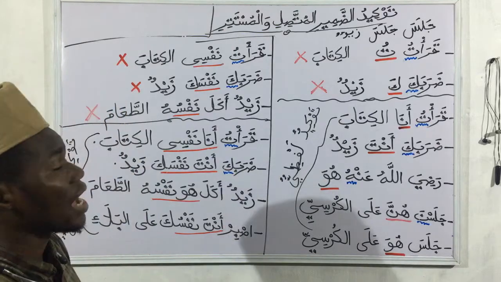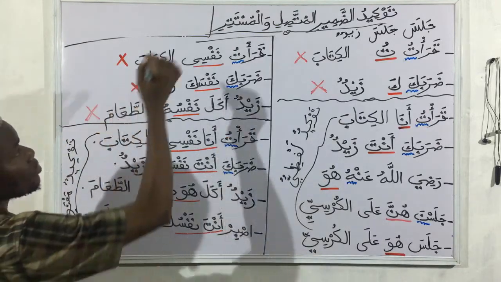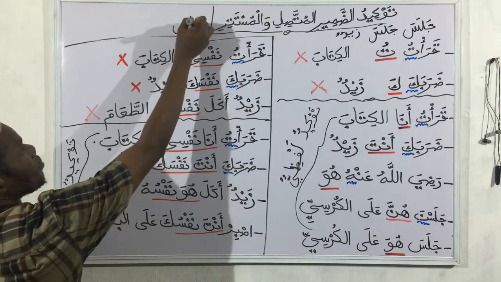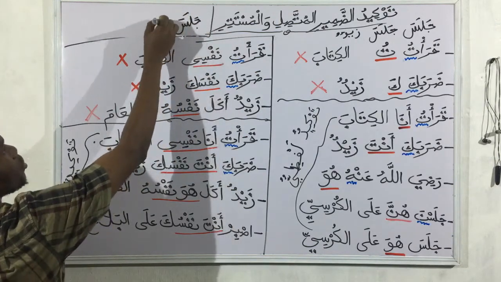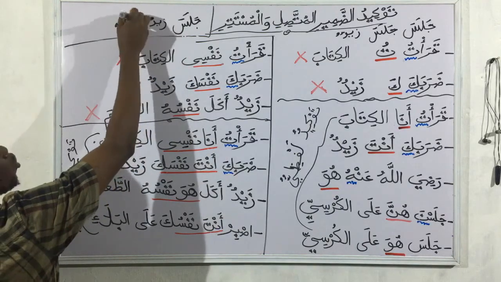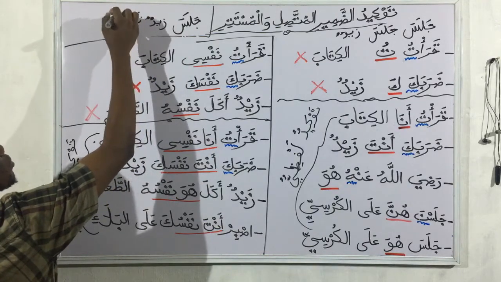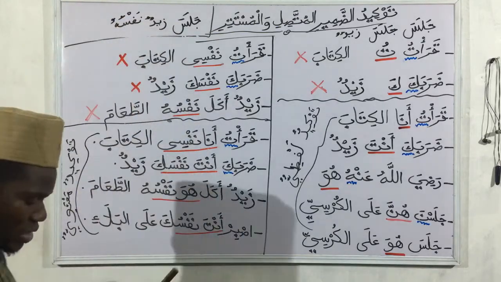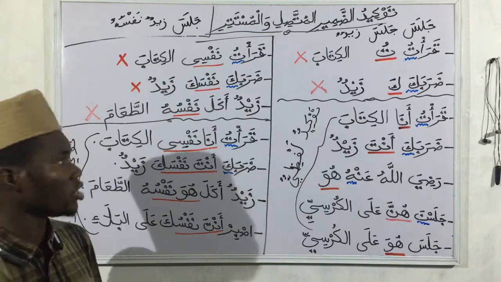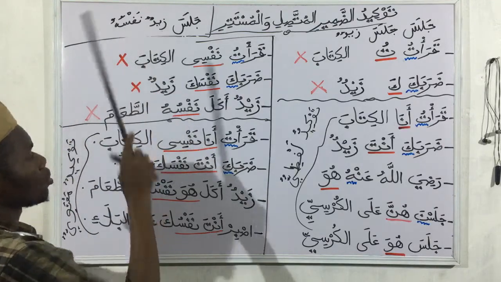Then as for tawkid al-ma'nawiyu, you say something like: jalasa zaydun nafsuhu. Zayd sat by himself, he himself, by himself he sat. You get? So nafsuhu is that.